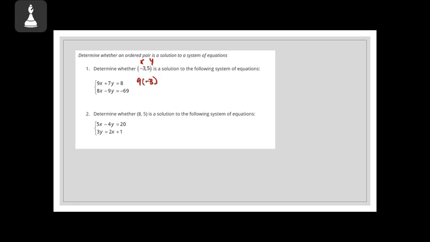So 9 times -3 plus 7 times 5. Well, 9 times -3 is -27. And 7 times 5 is 35. -27 plus 35 does give me 8. So that one works. Plugging in the next one, 8 times -3 minus 9 times 5 is going to give me -24 and a -45. If I combine those two together, I do get -69. So yes, this is a solution.